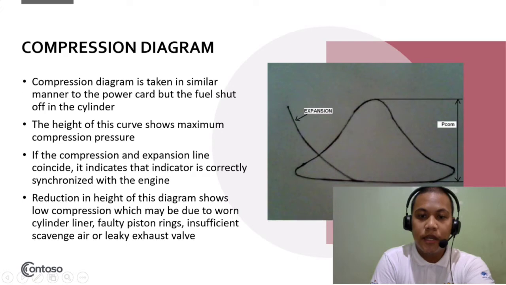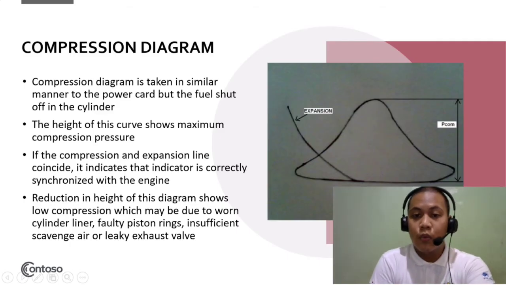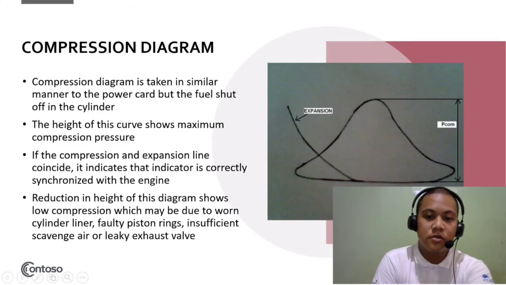Now, if the compression line and expansion line coincide, it means that the indicator is correctly synchronized with the engine. If there is a reduction of the line or the height, it means that there is a low compression. A low compression may be due to a worn cylinder, faulty piston rings, insufficient scavenge air, or a leaky exhaust valve.